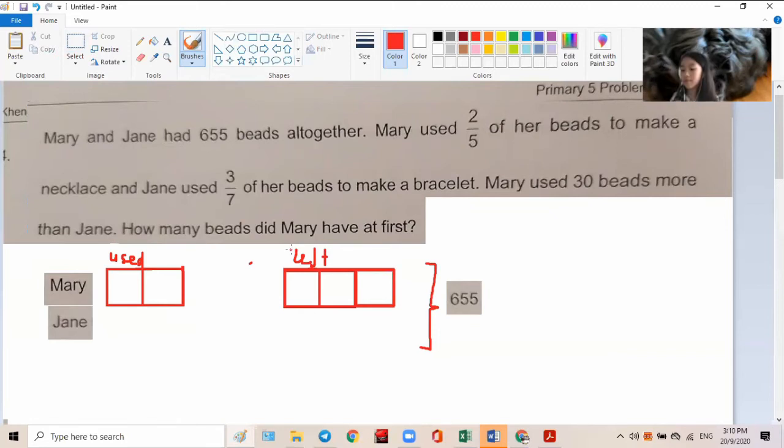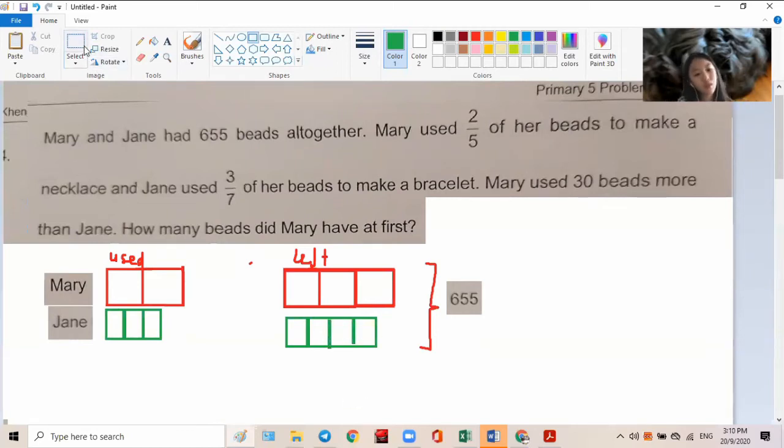Okay, then Jane used 3/7. That means I need to cut this one into 7 pieces, right? So you use 3/7. So maybe it's like that. 1, 2, 3. Okay, I have no idea how much, but this one will be left. Simply draw is okay, yeah? So 4 boxes. 1, 2, 3, 4 boxes as far as Jane is concerned. So far, can you understand?